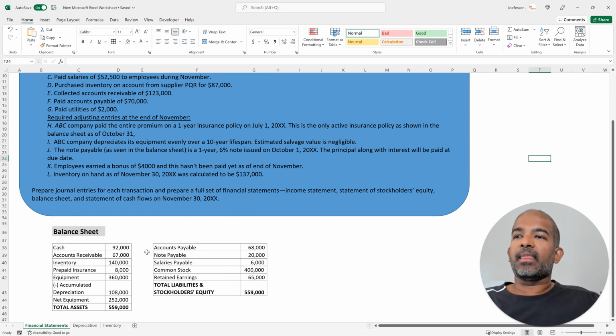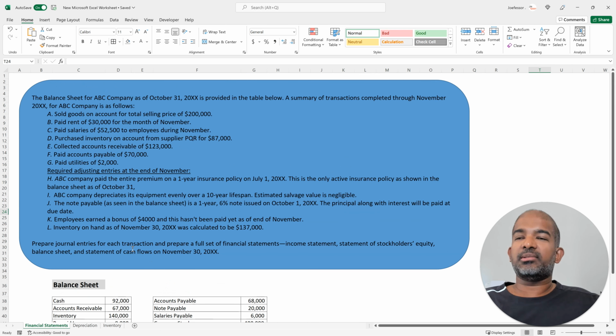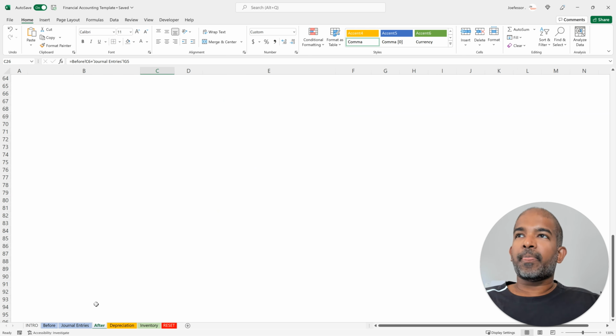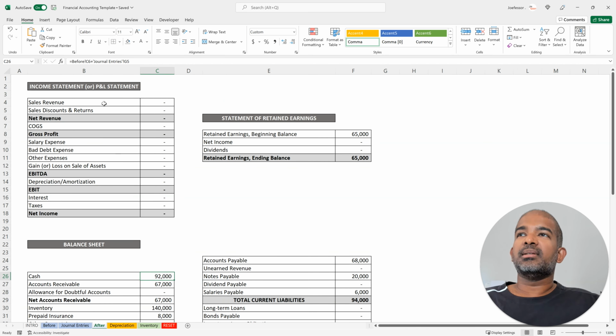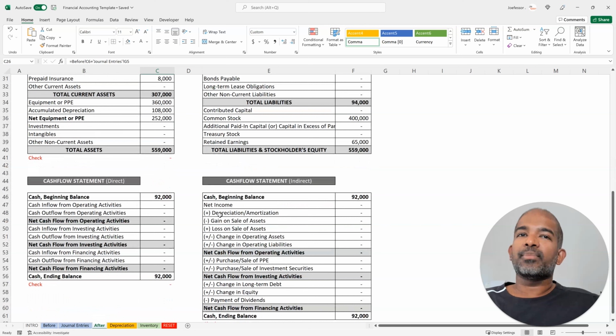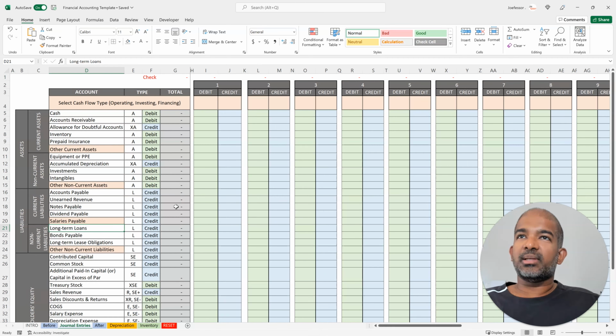Now let's get started with the journal entries. Before we enter the journal entries, let's just have a quick look at what the after sheet looks like. As of now, we haven't done any journal entries, so the income statement is empty. But you can see that the final balance sheet is the same as the before balance sheet, because we haven't entered any journal entries yet. And there are no changes in the cash flow statement yet. So let's get started with the journal entries.